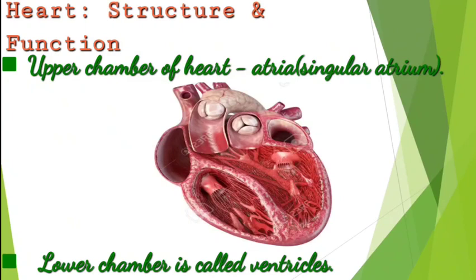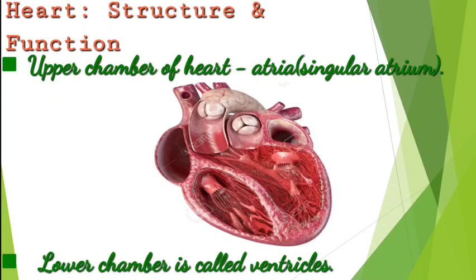Thus in all, the heart consists of how many chambers? 4. First, one chamber on the right hand side and the other on the left. Again, out of these two, each chamber is divided into two parts. On the right hand side, two chambers are there. So the upper chambers are called atria.